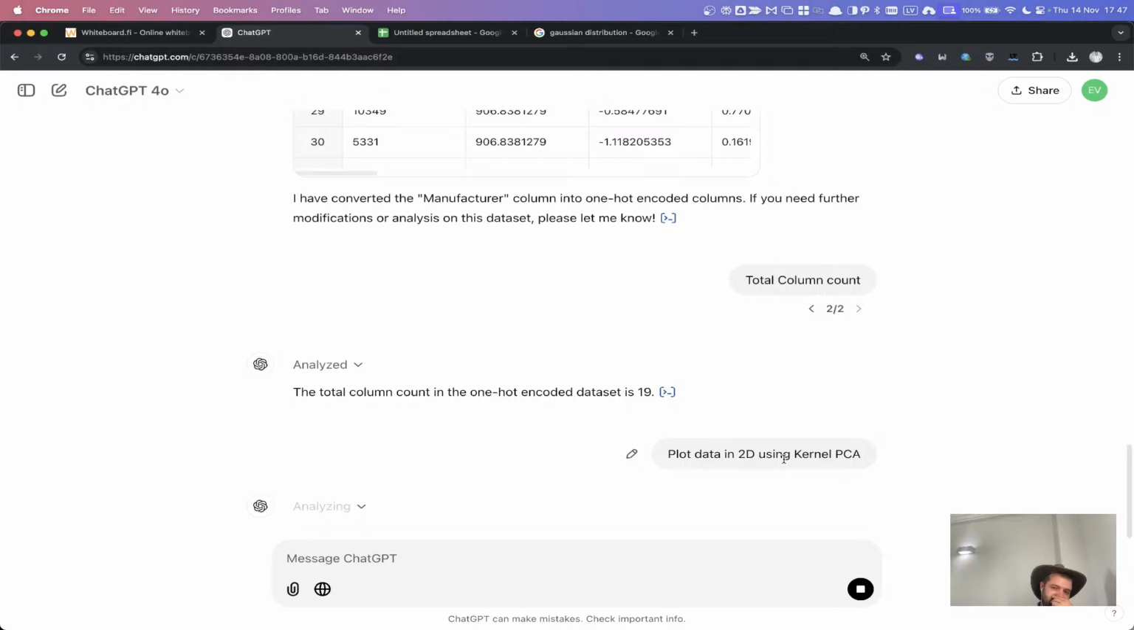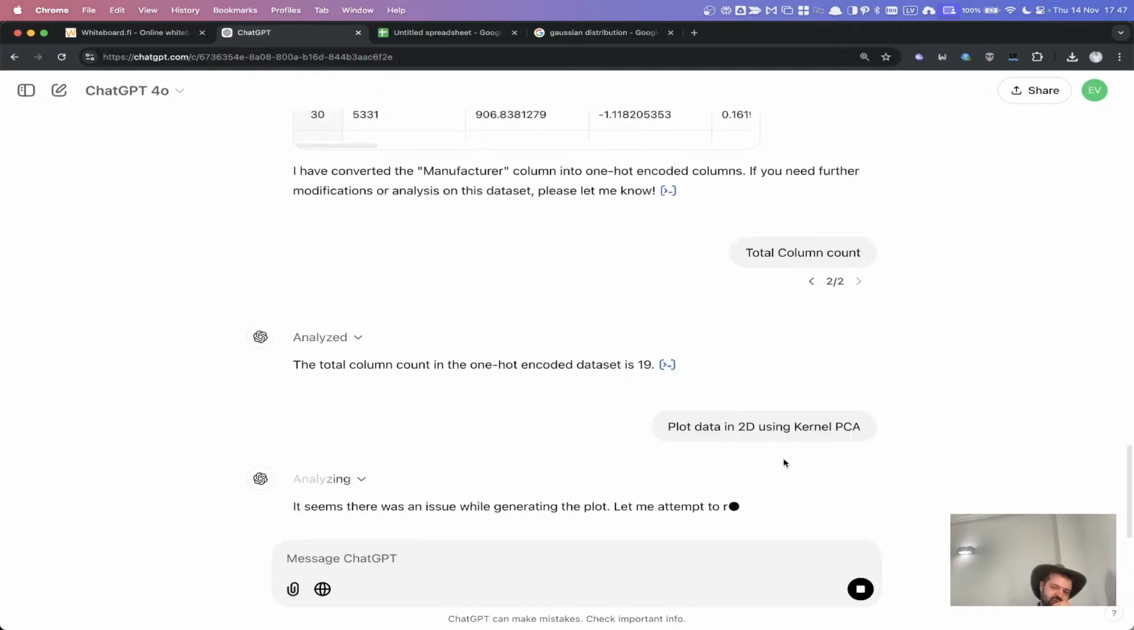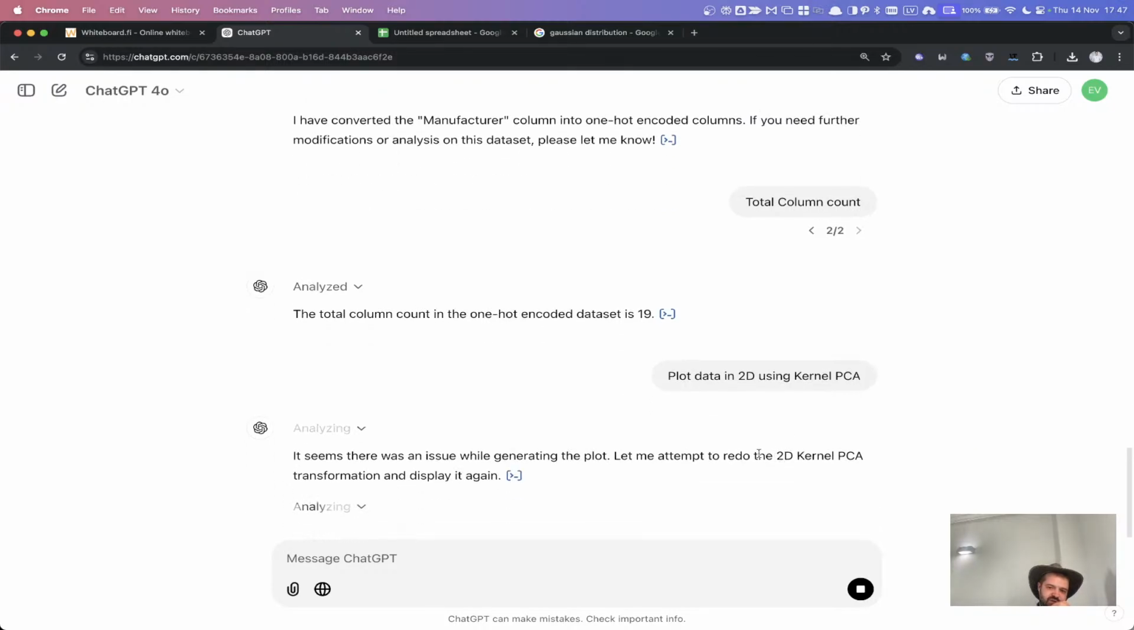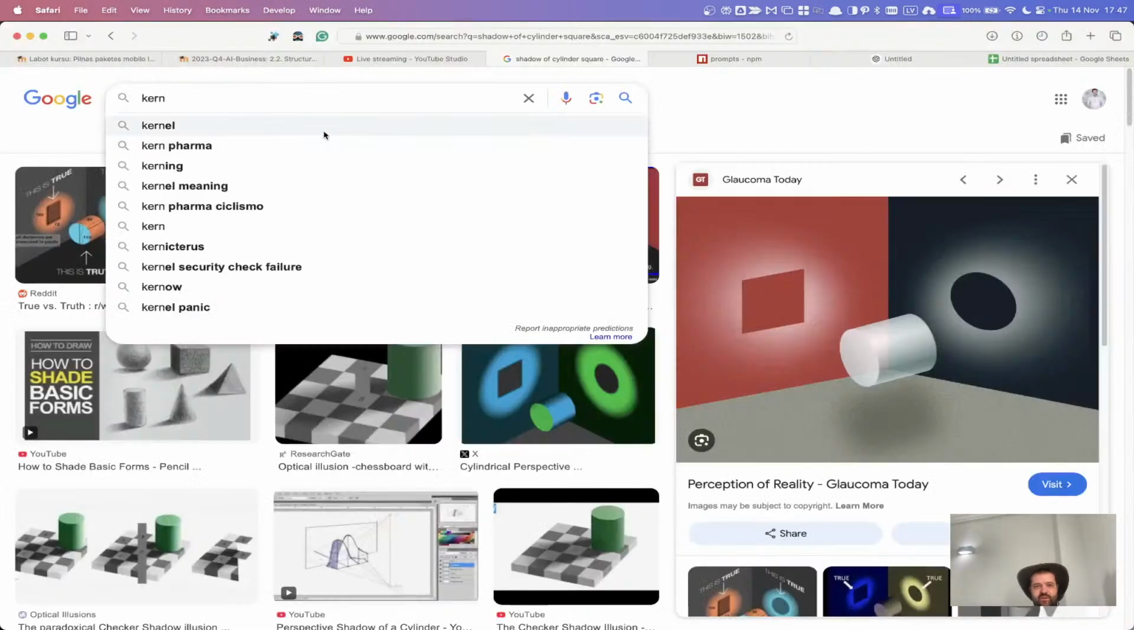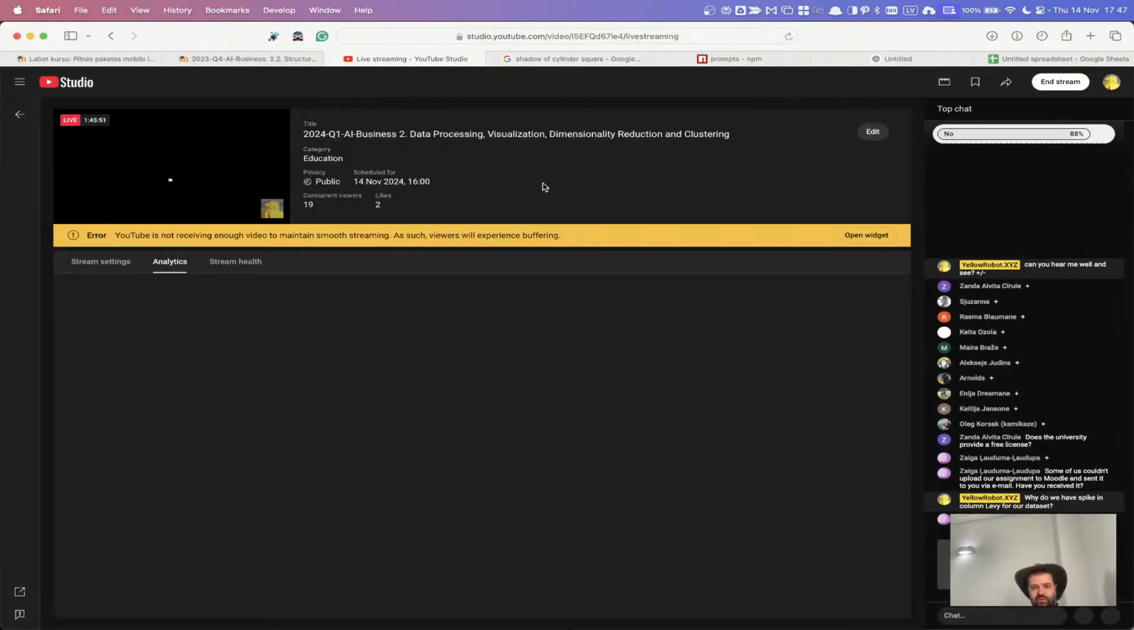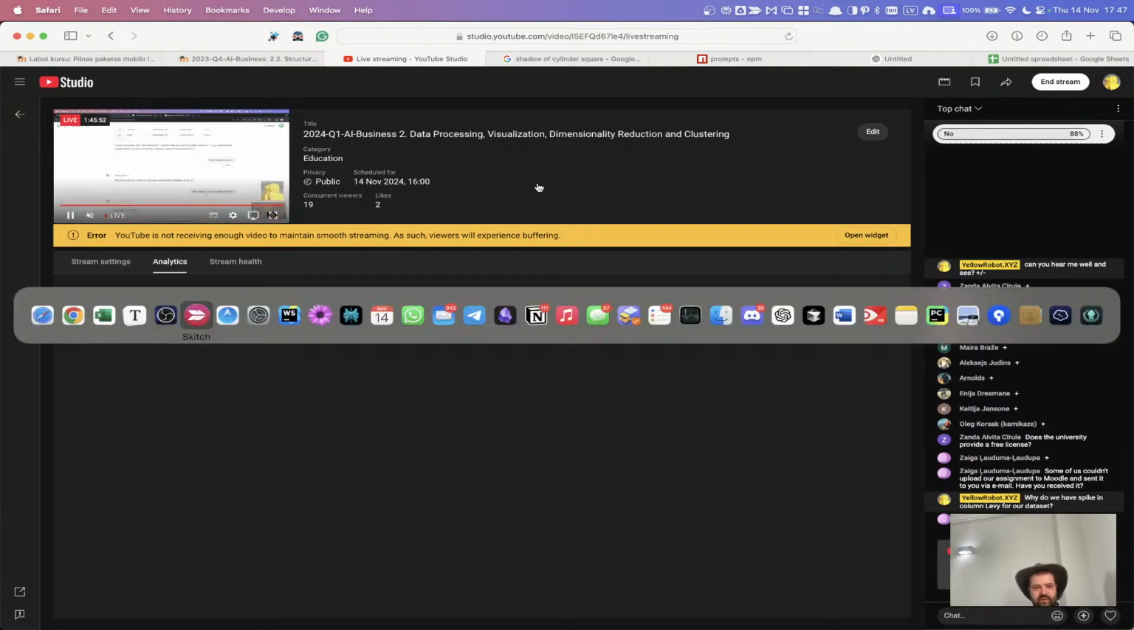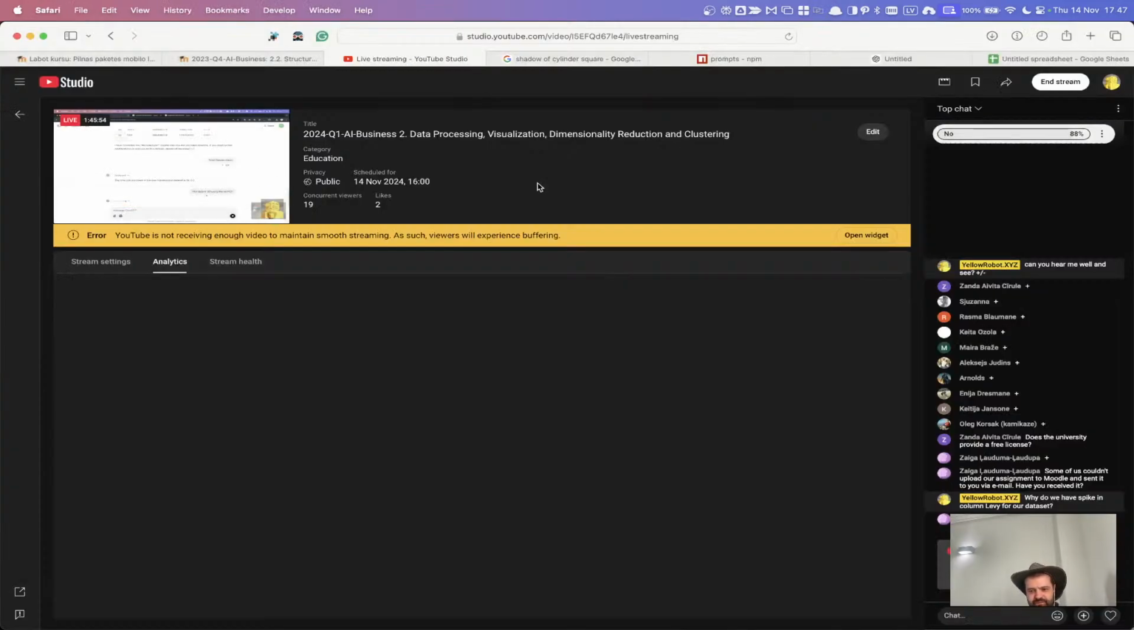But there are tools for how to do this also without ChatGPT, and we can talk about them later. So hopefully it will work. While it's doing the job, let me look at the questions.